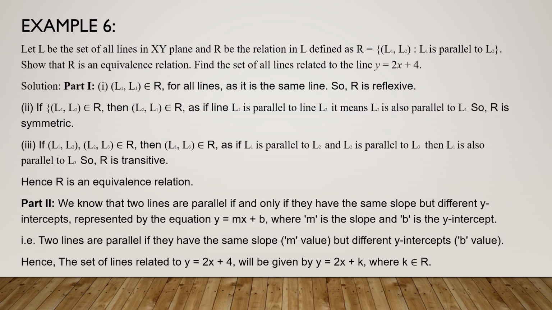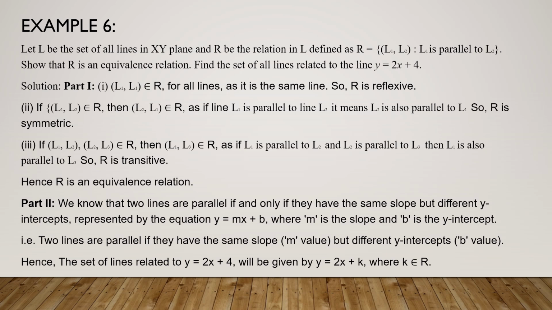Second case, if the first line is parallel to the second, then the second line will obviously be parallel to the first one. So if L1, L2 belongs to R, L2, L1 will belong to R. Third case, first line parallel to second, second line parallel to the third line, then first and third line will also be parallel to each other. So R is transitive. So it is an equivalence relation. In the second part, we have to find the set of all lines which are related to the given line y is equal to 2x plus 4.